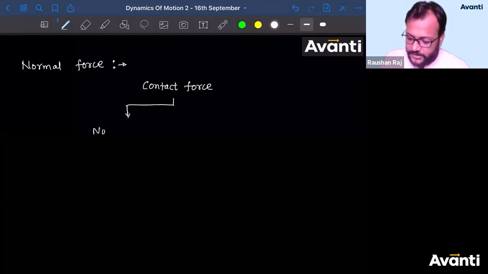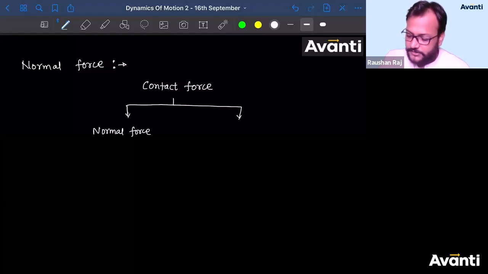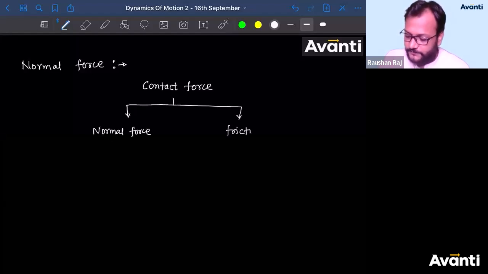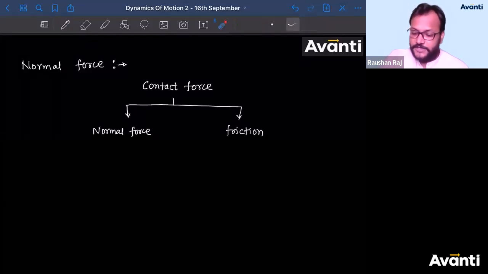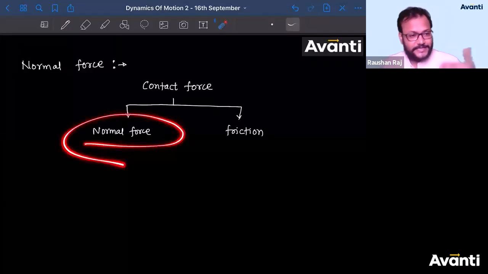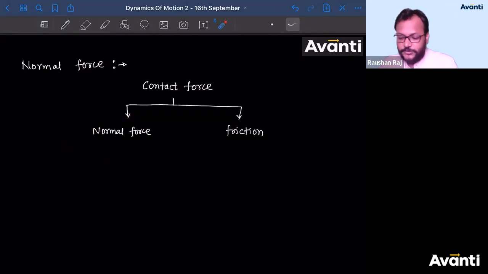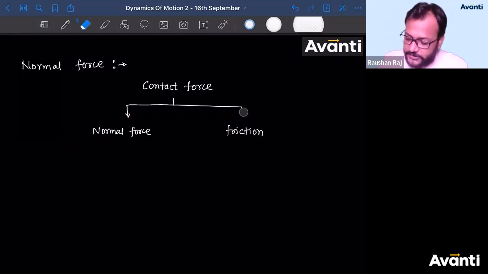ये जो हो जाएगा हमारा normal force. And the other contact force will be what? Friction force. So first we are going to study normal force, and in later classes, once I teach you all the dynamics, how to solve dynamics and all, we'll study friction.